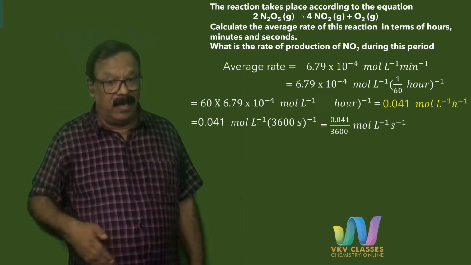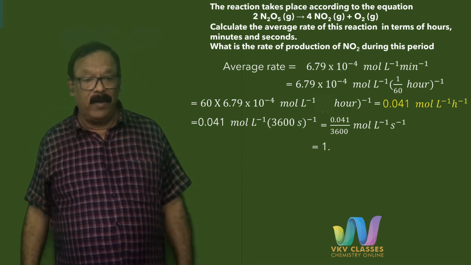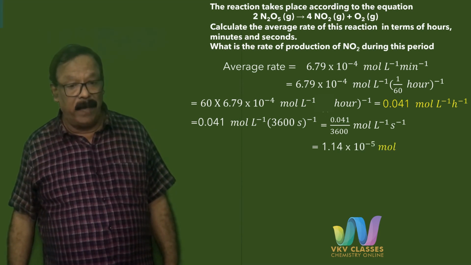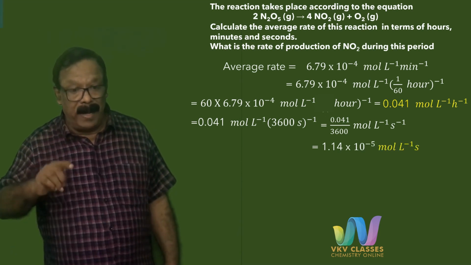Right? So we will be getting on simplification 1.14 into 10 power minus 5 mole per liter per second. Okay.